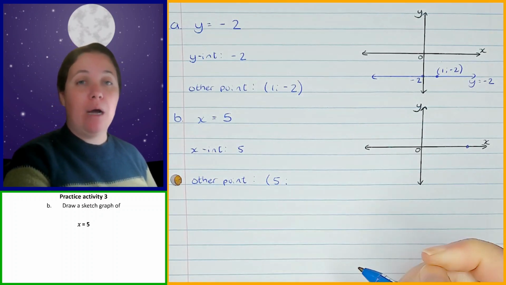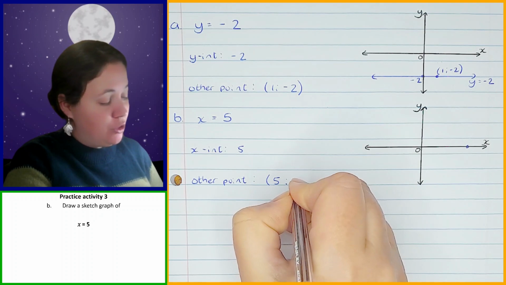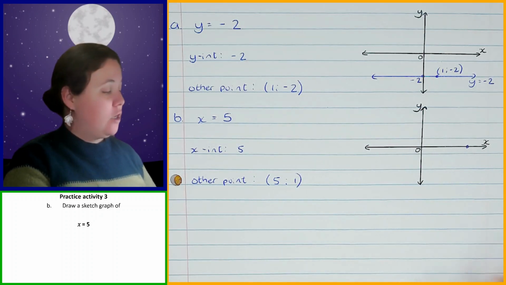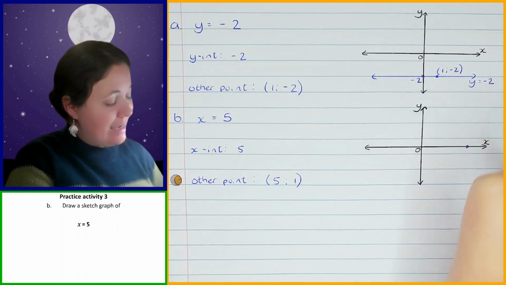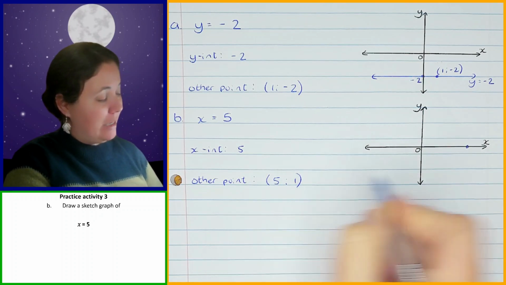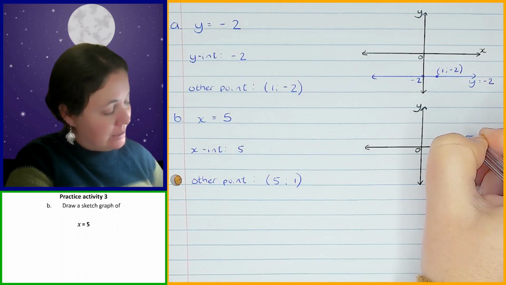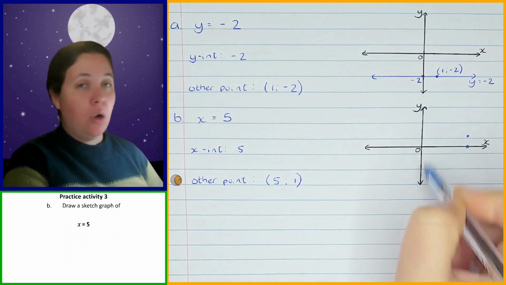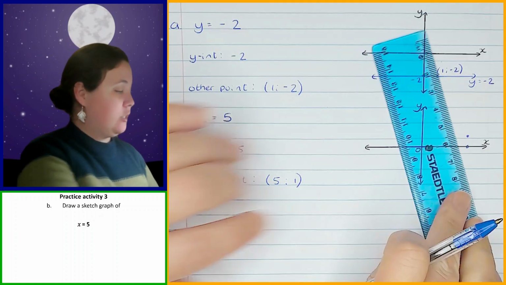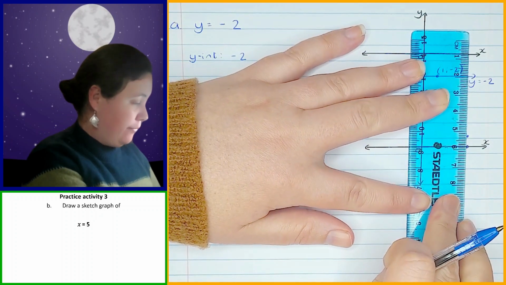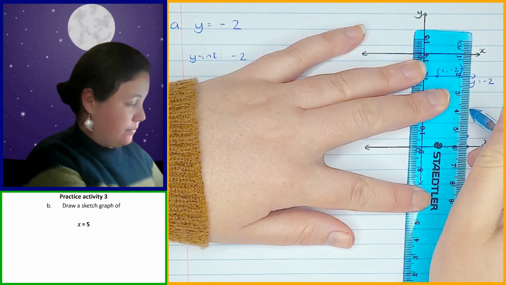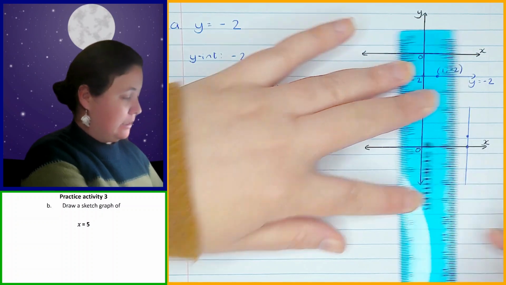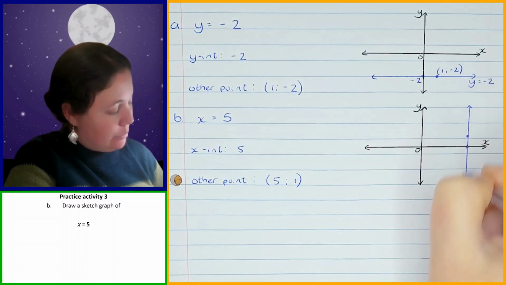And then I can use any y value. Again, I'm just going to use 1, but you could use any y value. Okay, so I'm going to say if x is 5, then y will be 1. So I have a point like that, and it should be parallel to my y-axis. Okay, so over here I've got my graph, like that, and I'm going to label everything.